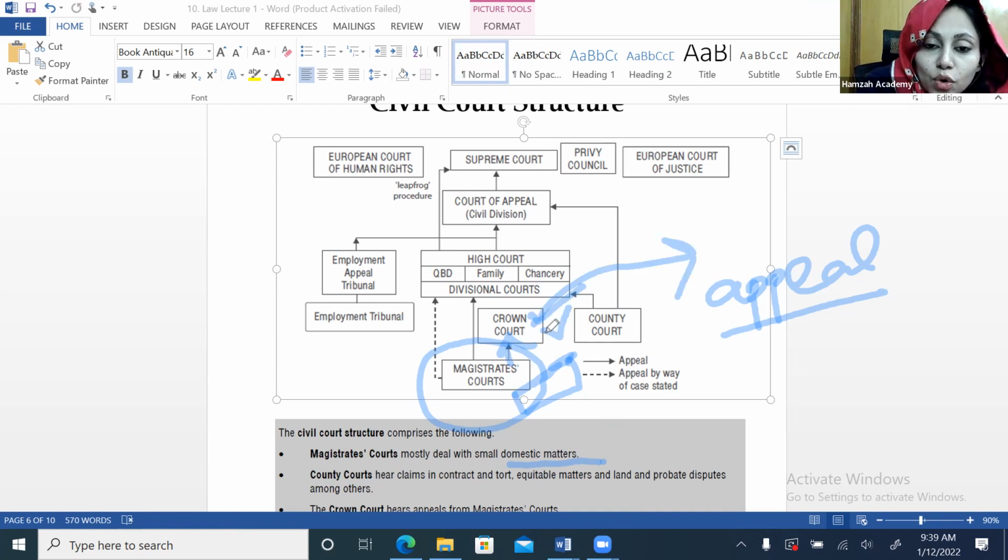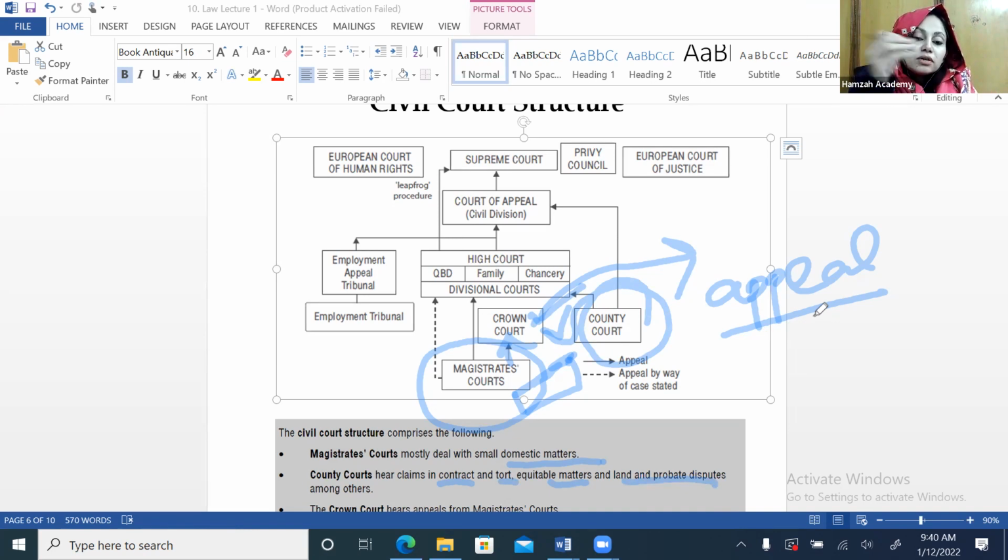Equivalent to the crown court, there is another court called the county court. The county court deals with four divisions. First is contract law, second is tort, third is equitable matters in which money is involved, and fourth is land and probate disputes. Right?